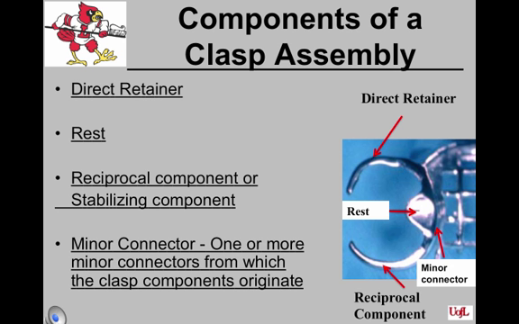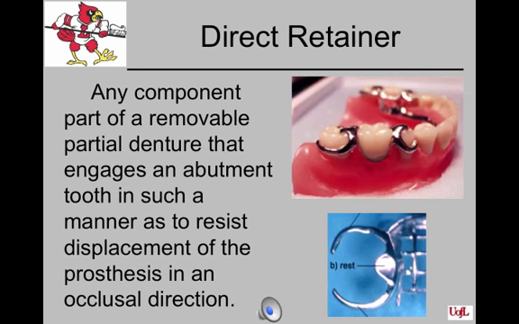We'll review a little bit of your terminology now before we discuss the principles of clasp assemblies. The direct retainer is any component part of a removable partial denture that engages an abutment tooth in such a manner as to resist the displacement of the prosthesis in an occlusal direction. The direct retainers can be on the buccal or the lingual surface of an abutment tooth. They may take many forms, which we will see later in our discussion.